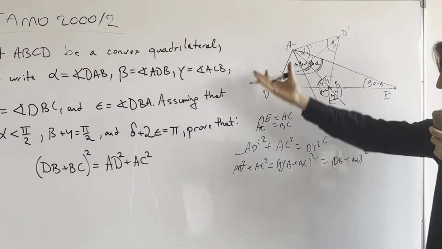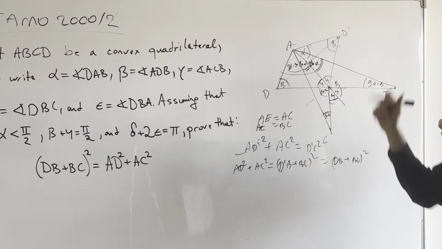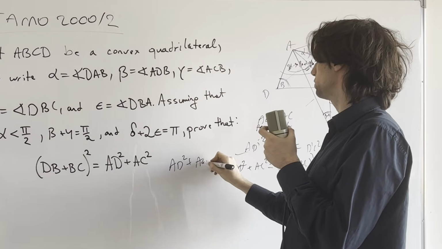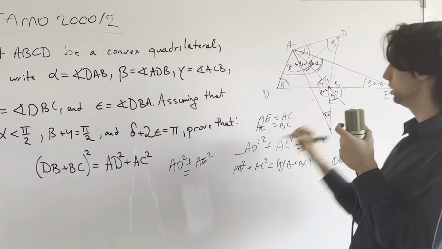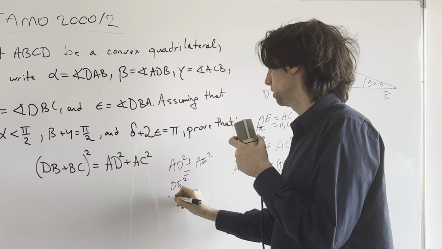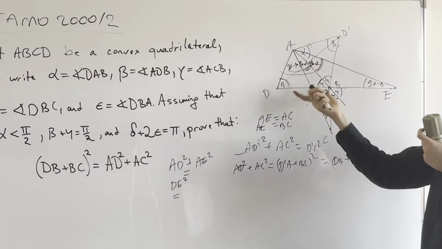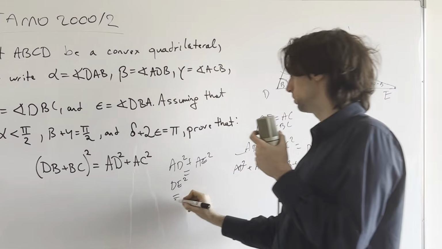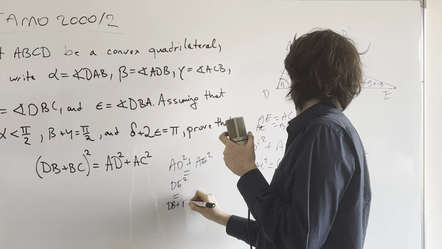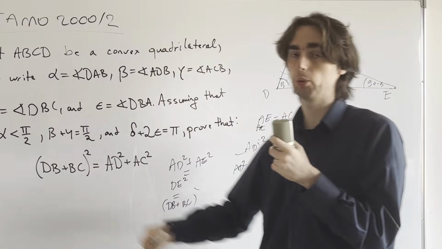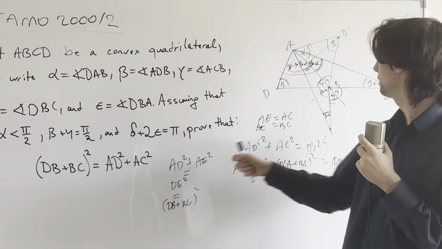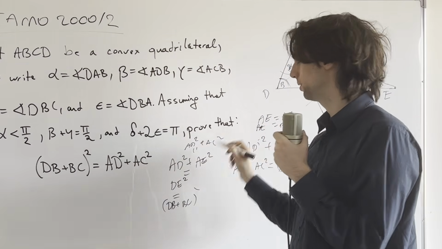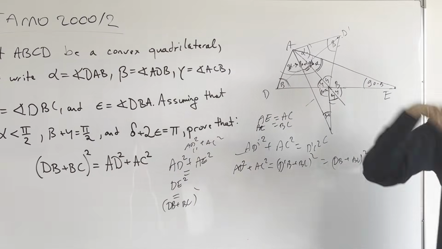And now, same thing we did before, we have this Pythagorean theorem: AD squared plus AE squared is equal to DE squared, which is equal to, what is DE? It's DB plus BE. BE is equal to BC, so this is equal to DB plus BC squared, what we need here. And on the other hand, we have AE is equal to AC, so this is AD squared plus AC squared. And this finishes up the problem in a different way.